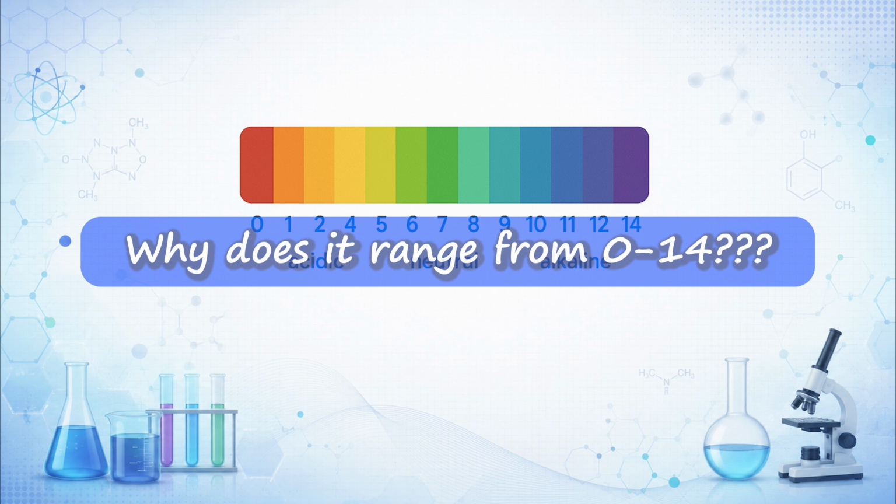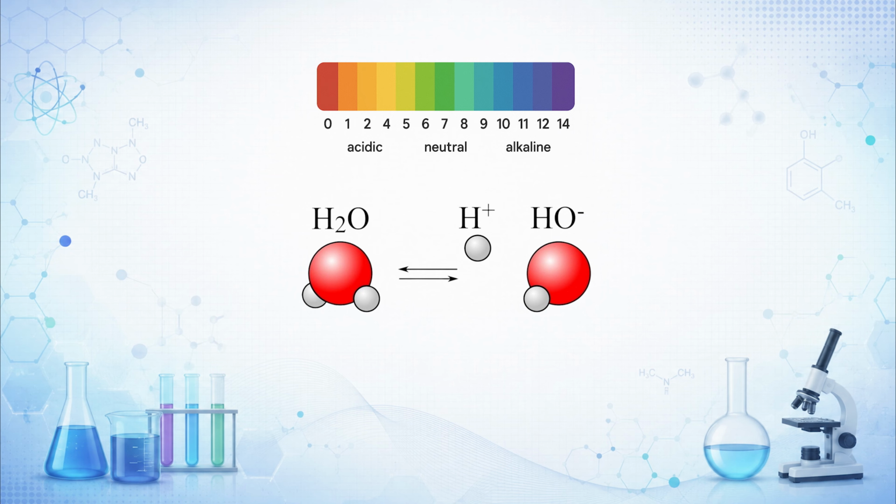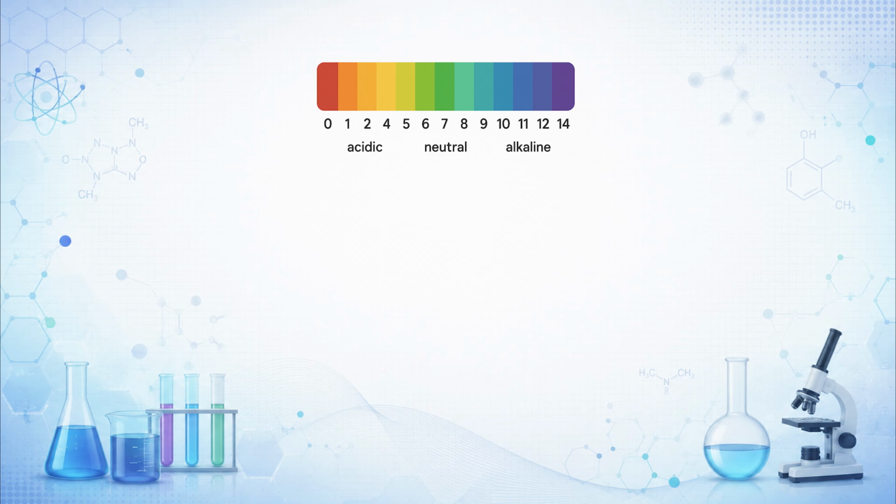But why does it range from 0 to 14? Pure water naturally breaks apart slightly into ions. In pure water, hydrogen ion concentration equals hydroxide ion concentration, and pH equals pOH equals 7. So pH plus pOH equals 14. So pH becomes 7, and because water chemistry naturally limits most common solutions, the traditional pH scale usually stays between 0 and 14.